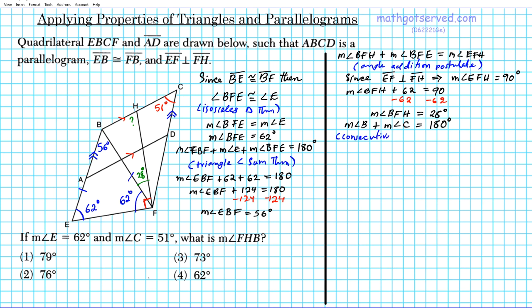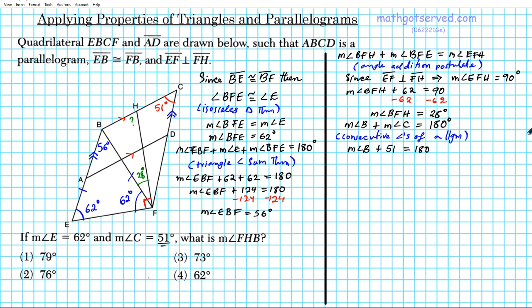Consecutive angles of a parallelogram. Bam. Consecutive angles of a parallelogram are supplementary, or they add up to 180, okay? Angle C is 51 degrees. We're given that, right?